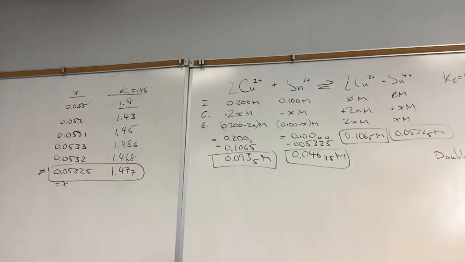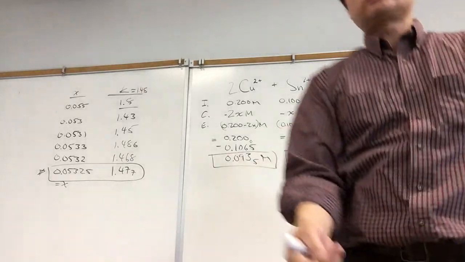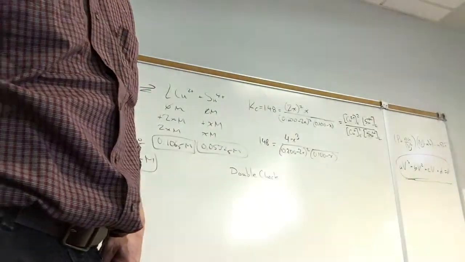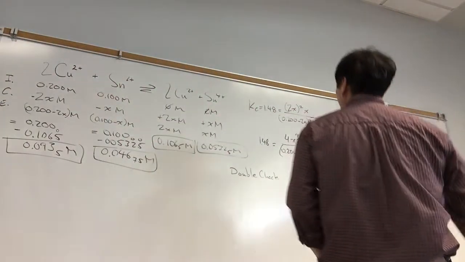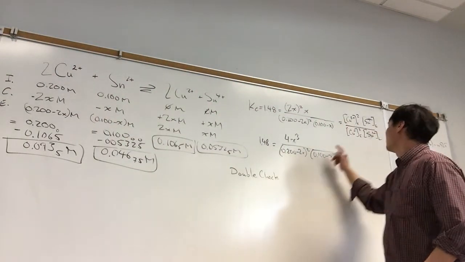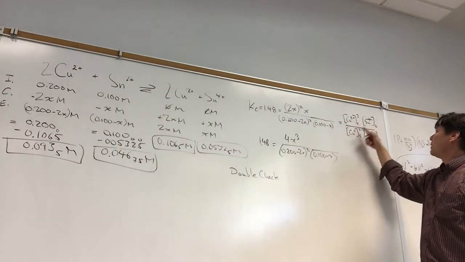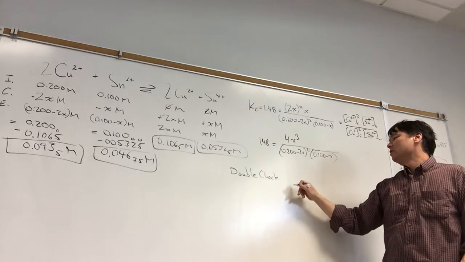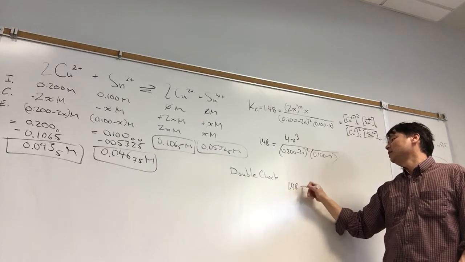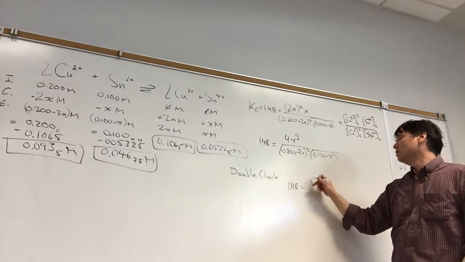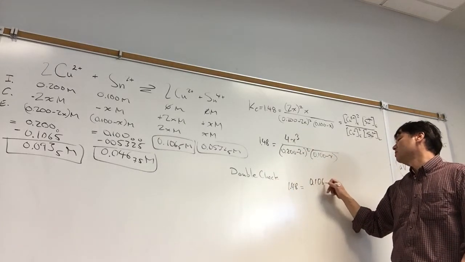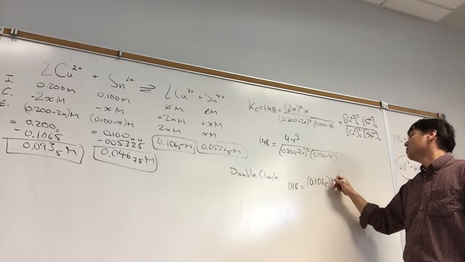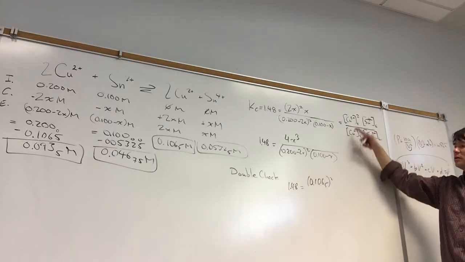And so the way I double check this, although this might be redundant because of the successive approximations, but we don't always use successive approximations to solve every problem. When we double check this, I'm just going to plug the concentrations back in here and see if I get the 1.48 ratio. So 1.48 should equal, now it's going to be the copper 2 concentration, so that's 0.0165, and I need to square that. So that's my copper 2 concentration.